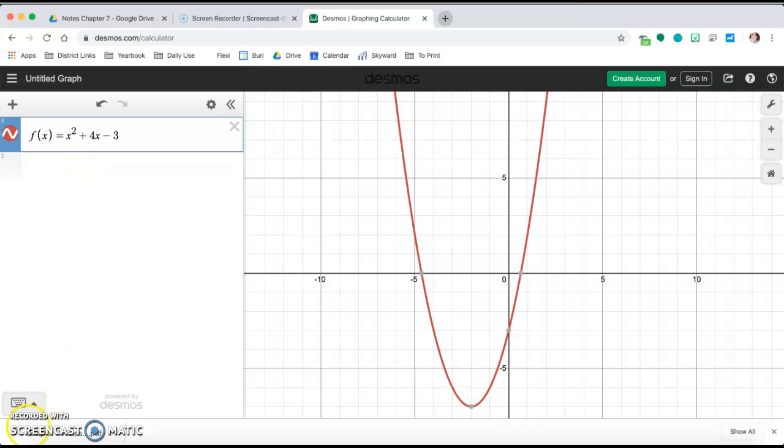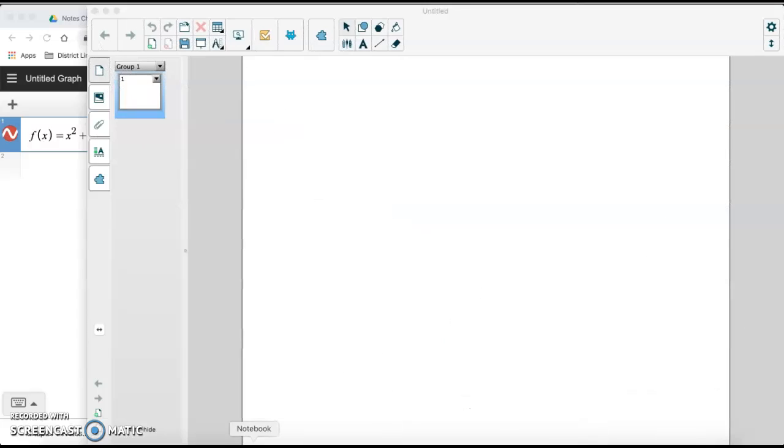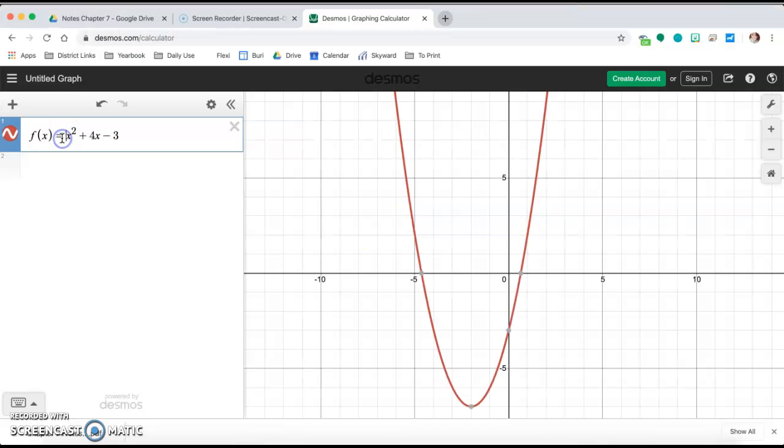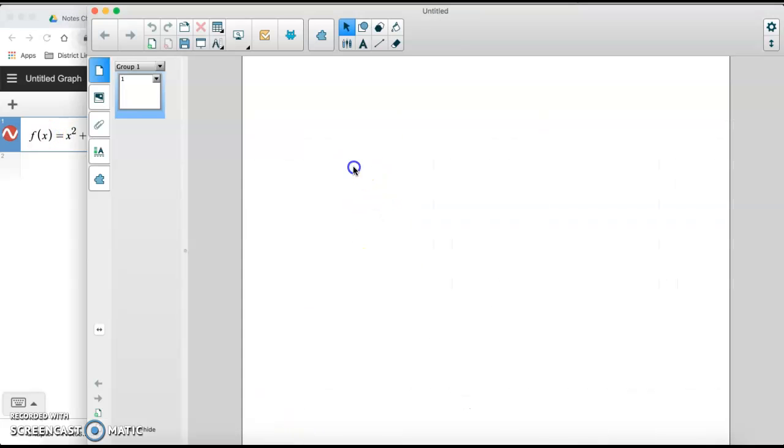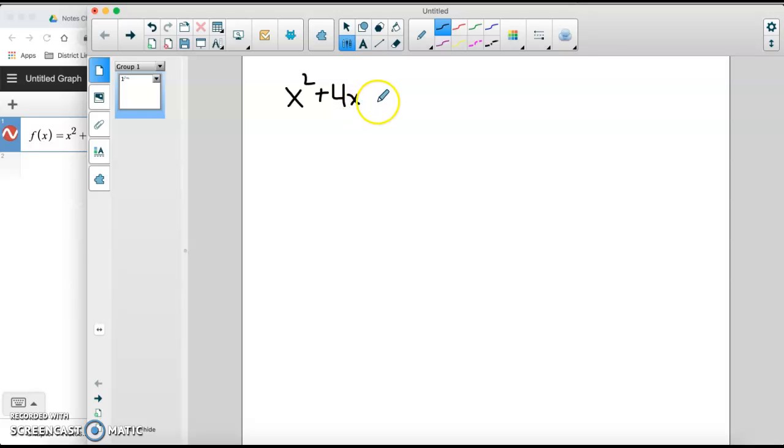So I'm going to move over to a different piece of paper just so we can see how I'm doing this math. Let's pull up a notebook here quick. I've got this equation, I'll just write it here: x squared plus 4x minus 3.